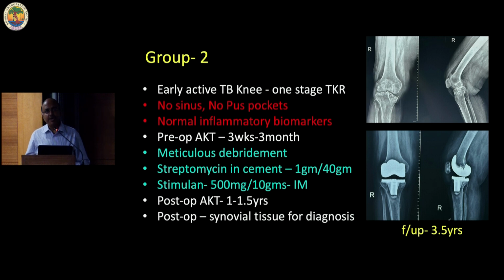So again, you require a very meticulous debridement, taking out all the granulations and the synovium, etc. Again, as I told you, add streptomycin 1 gram per 40 gram packet of the cement, and 500 milligram per 10 grams. And post-operatively, you put this patient on treatment for about 1.5 years. And of course, you send the synovial tissue for diagnosis, as well as GeneXpert and culture sensitivity tests.